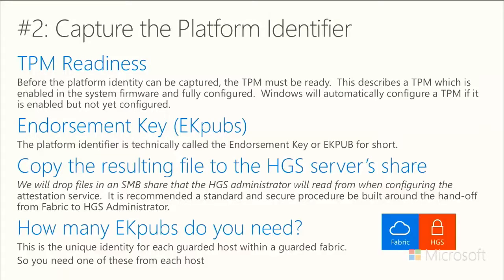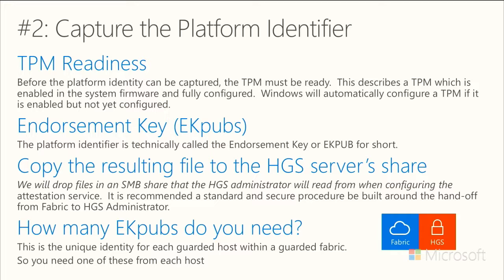So before we go into that, let's just take a look at this exact content here. You can see we've got a TPM readiness bullet point. This is basically saying, is the TPM owned for this purpose? So we have to capture that TPM and basically say, this is our TPM dedicated to the role of being a Hyper-V host. We then extract its endorsement key. There is a single PowerShell cmdlet to do that. We copy the resulting file up to the HGS server's share, and at that point in time, we have now identified just that single Hyper-V host.